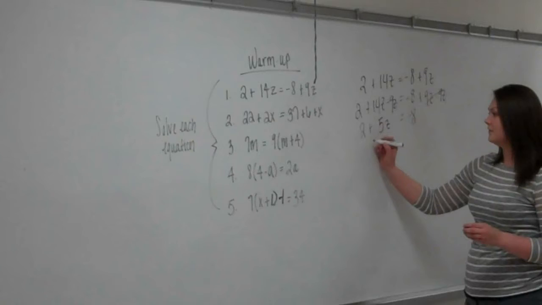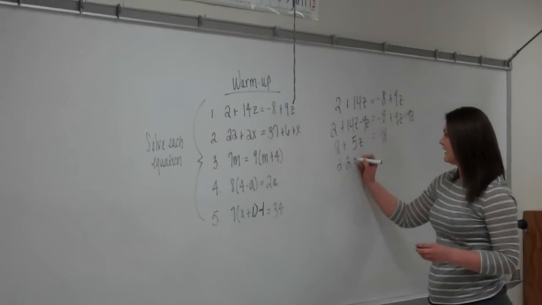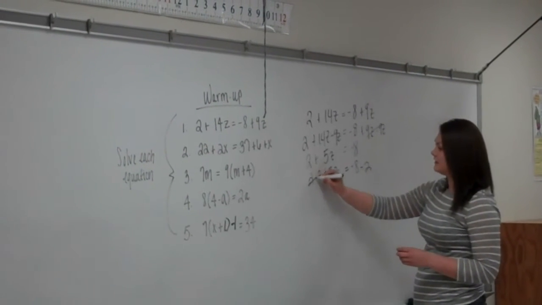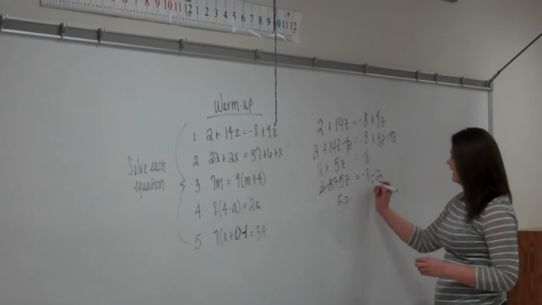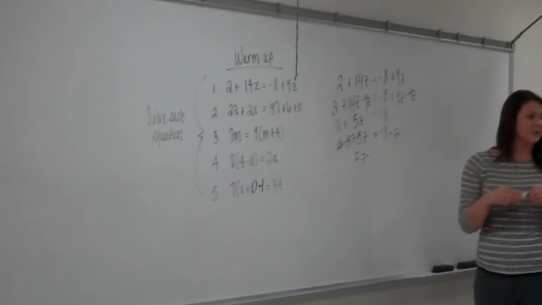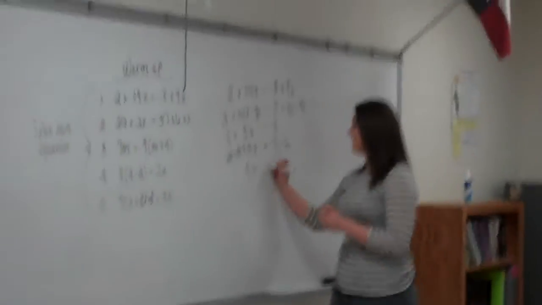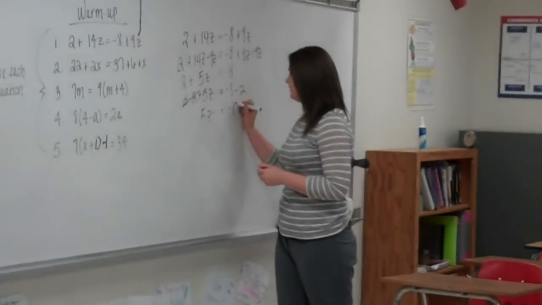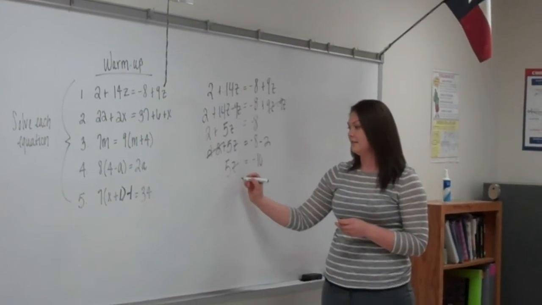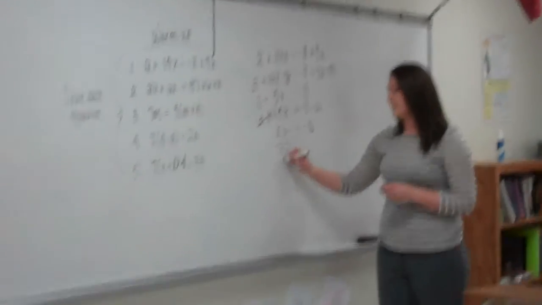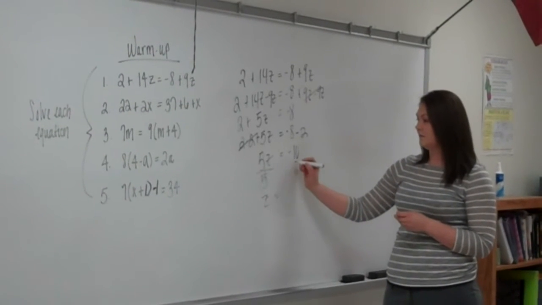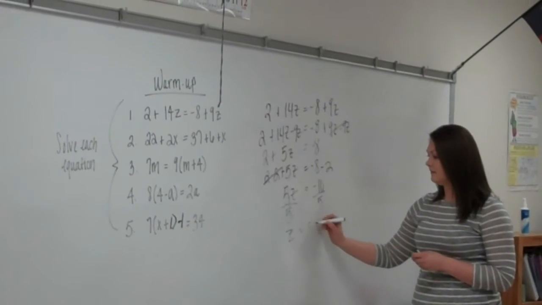Trying to get the variable by itself. So you're going to subtract 2 from both sides. Alright, and that leaves us 0 here with a 5z, and -8 minus 2. Does everyone agree? Yes. Okay, so -10. Alright, now what? Divide. Divide 5z by 5. Okay, now what? Divide by 5, and you get? Negative.